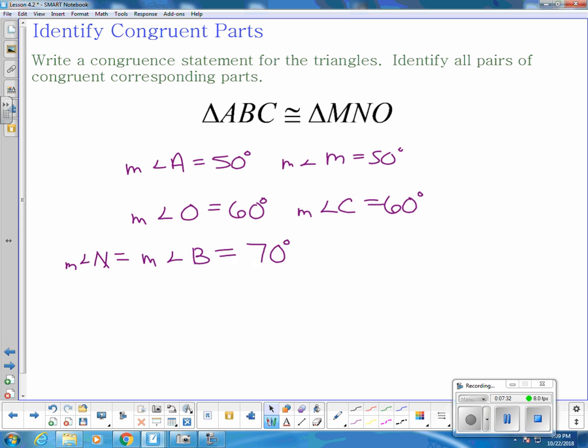If I said side BC equals 10 centimeters, whatever, what other side would equal 10? NO. If I said AC, Andy, equaled 7, what other side equals 7? MO. Very good, MO. Everyone understand what we're doing? We are just picking out the corresponding parts. The corresponding parts are congruent, so their measurements are equal. Okay? Make sense? All good. We're rock stars.